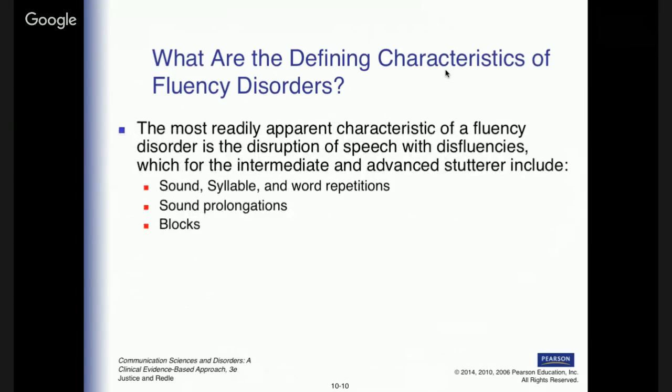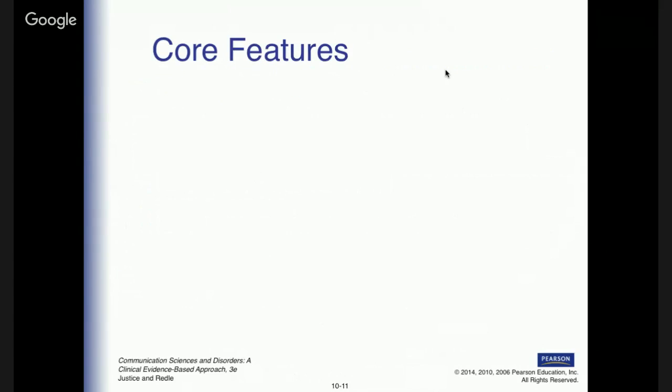All right. The defining characteristic. Really, it's that disruption of speech, which for the intermediate and advanced stutterer, and even for little kids too, is going to be sound, syllable, and word repetitions, sound prolongations, and blocks. These are also referred to as the core behaviors, and they're also referred to as stuttering-like disfluencies, which we'll talk about in a second. So the sound and syllable repetitions, especially sound prolongations and blocks, are the core behaviors. But then we also have secondary behaviors. And we also have attitudes and feelings, and we'll talk about those.